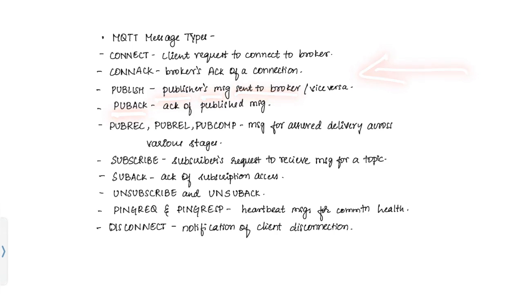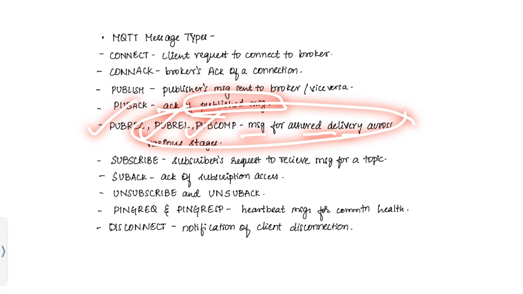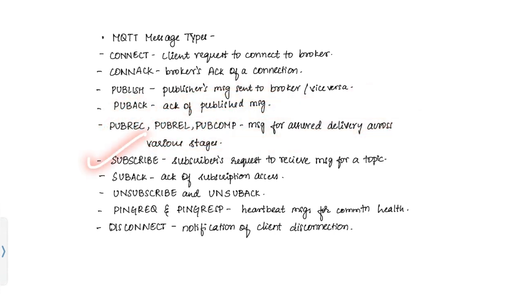Pub ACK is publish acknowledgement, that is, acknowledgement of a published message. And we have PUBREC, PUBREL, and PUBCOMP. So these are messages for assured delivery across various stages of communication. Then we have subscribe and SUBACK. Subscribe means the subscriber requests to get a message, and SUBACK means that after getting the message you are sending the acknowledgement.